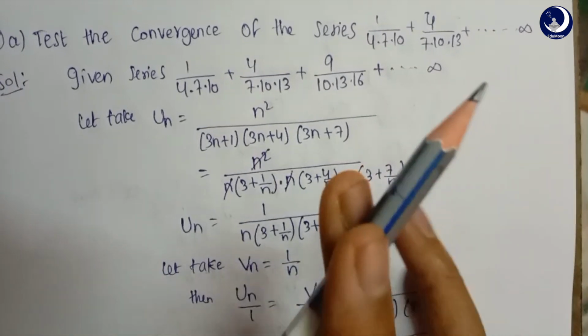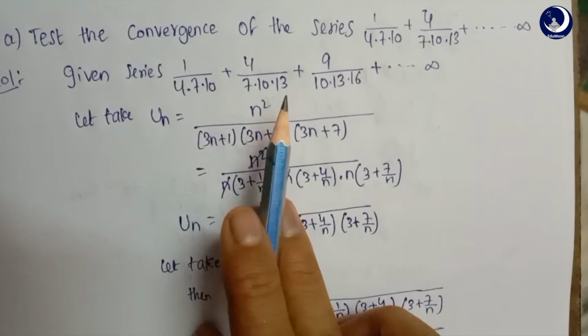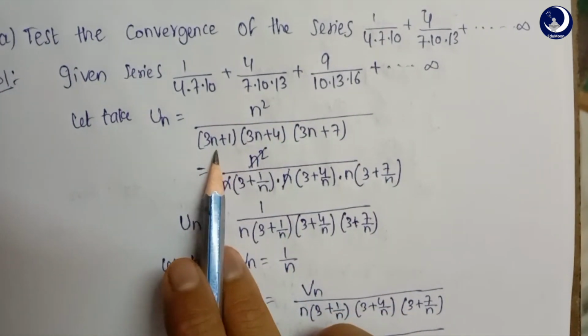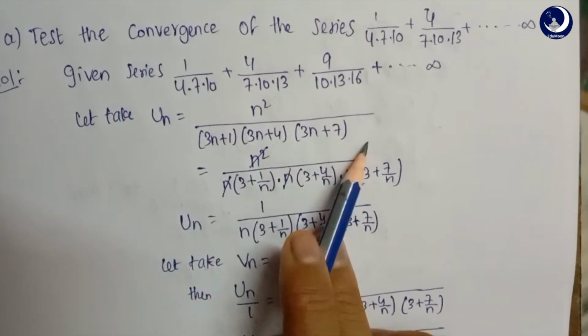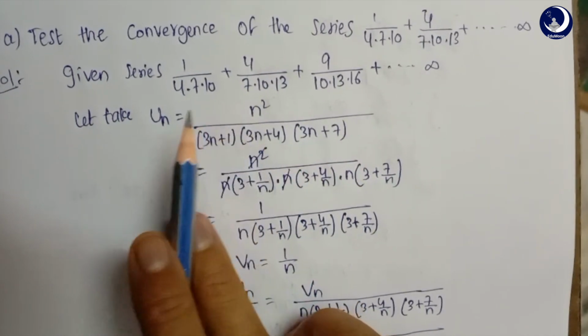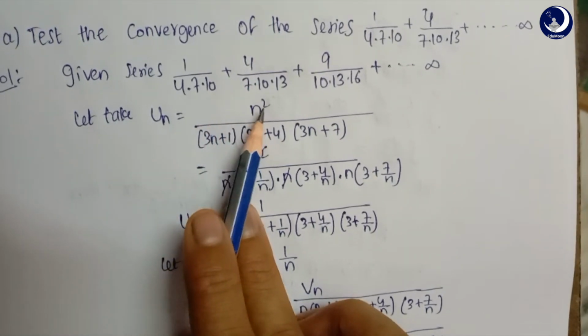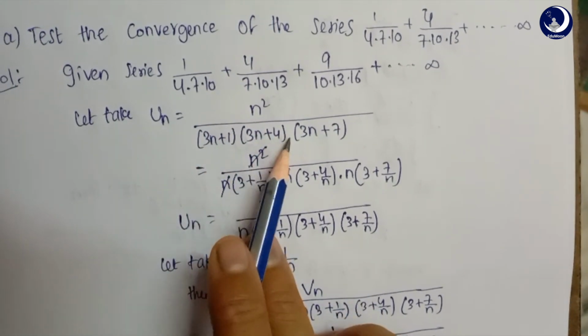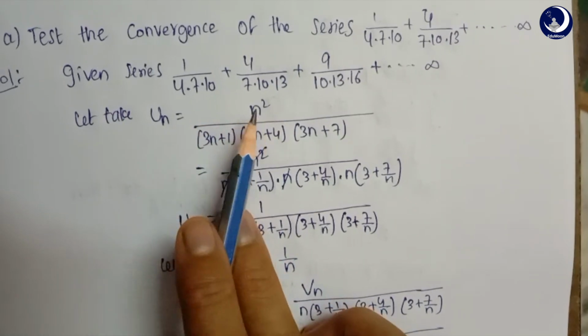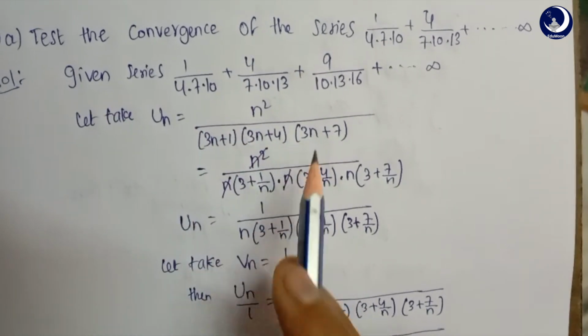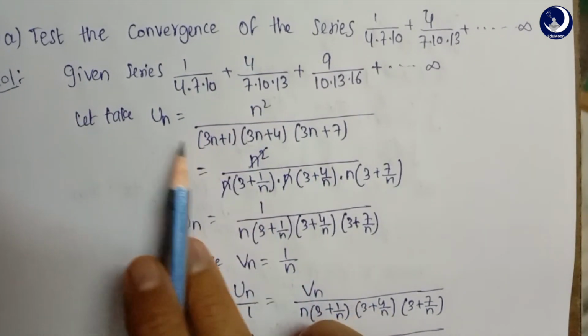Let us consider un equal to n square by (3n plus 1) into (3n plus 4) into (3n plus 7). Because if we replace n equal to 1, then you get 1 by 4 into 7 into 10. If you replace n equal to 2, 4 by 7 into 10 into 13. Like this, I took it in sigma form.